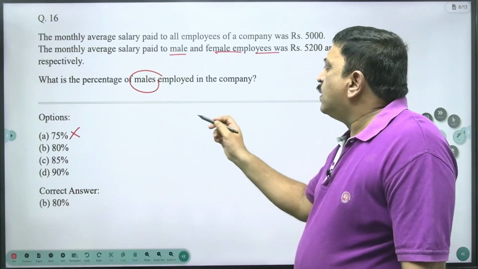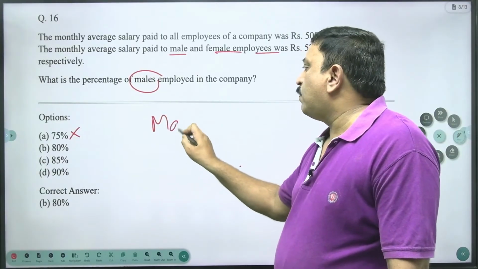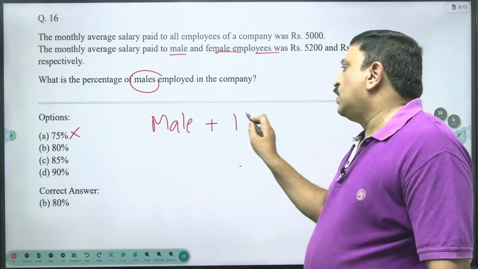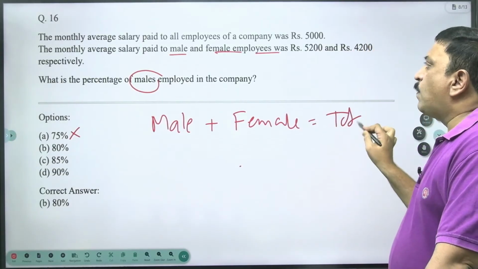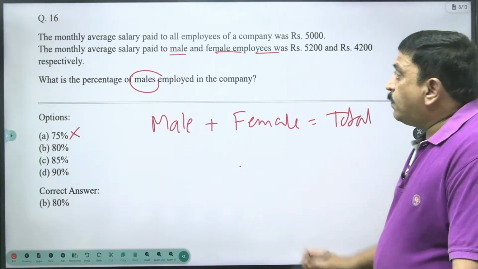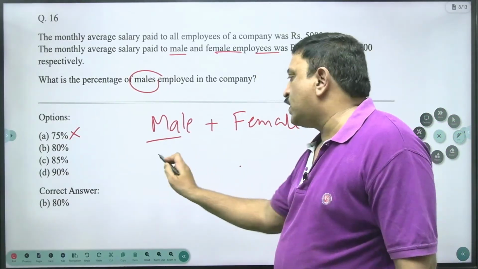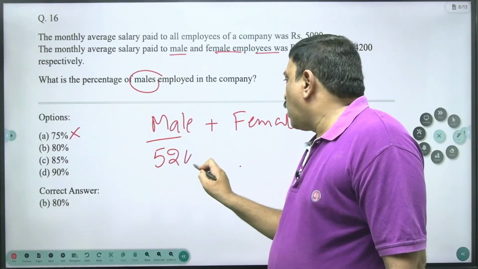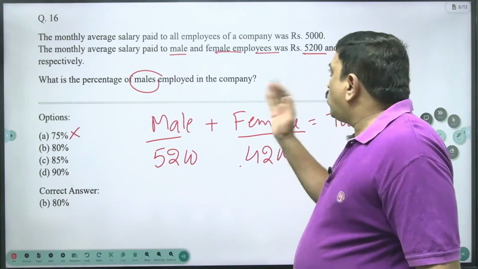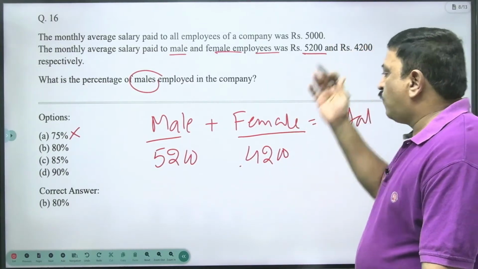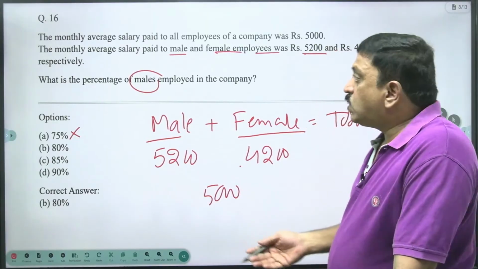In the entire company, male and female together constitute the total number of employees, is it not? But what is the male average? 5,200 is the average. But what about the female average? It is 4,200. But the total average is what? 5,000, right? If this is the case, then what should be the ratio?